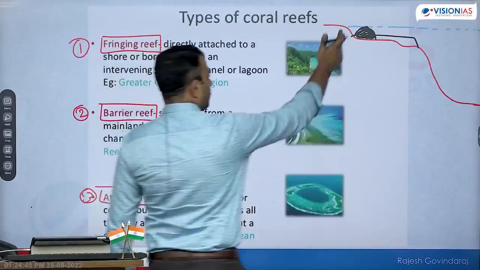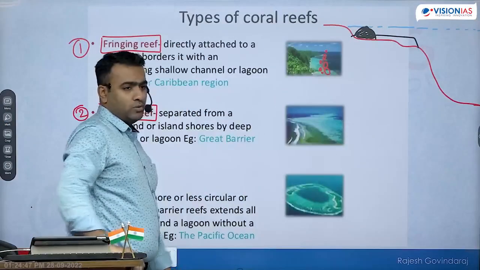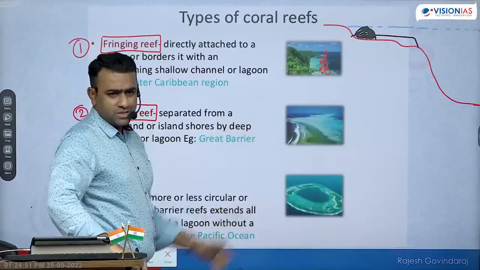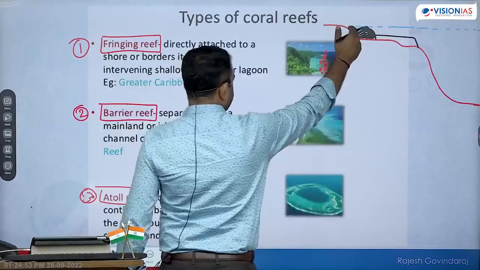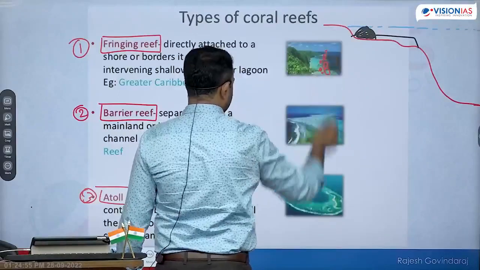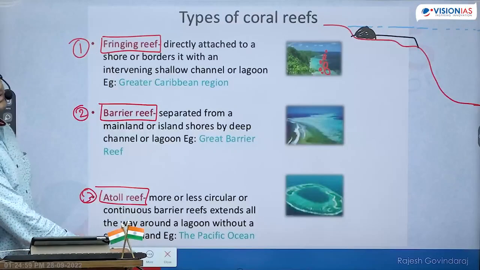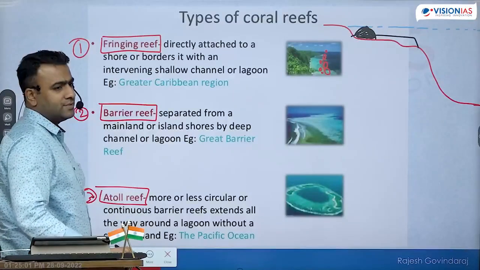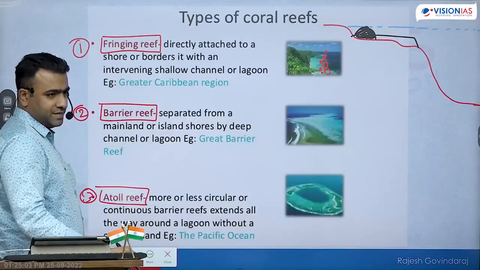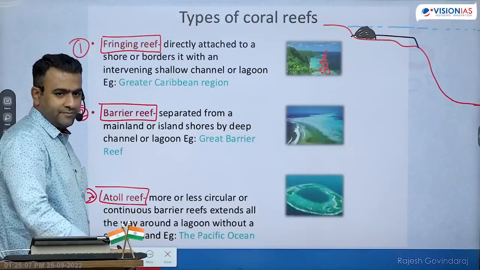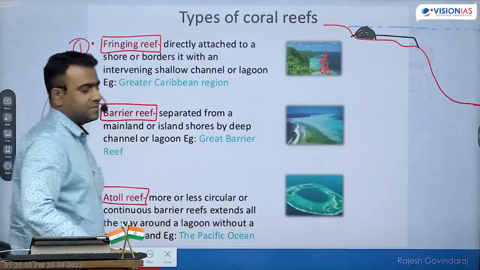It may or may not contain a lagoon. What is a lagoon? A small lake or water body near the coastal region. So it may or may not be separated by a lagoon. इसके पास में ऐसे छोटा सा lagoon हो सकता है या ऐसे ही open water भी हो सकता है, because these are just patches of discontinued coral reefs. That is what we call the fringing reef. Usually it starts with fringing reef only. This is the beginning stage.